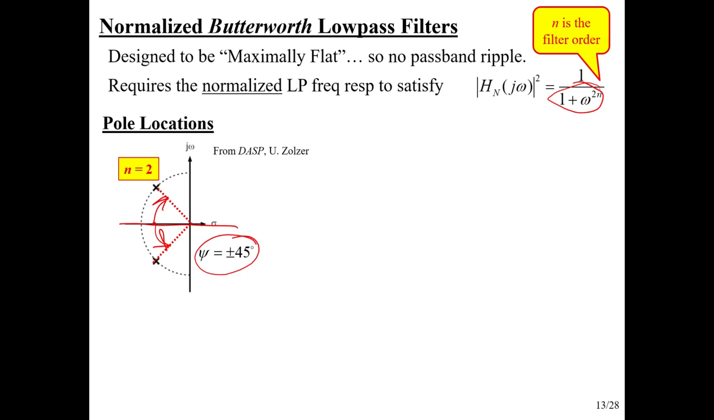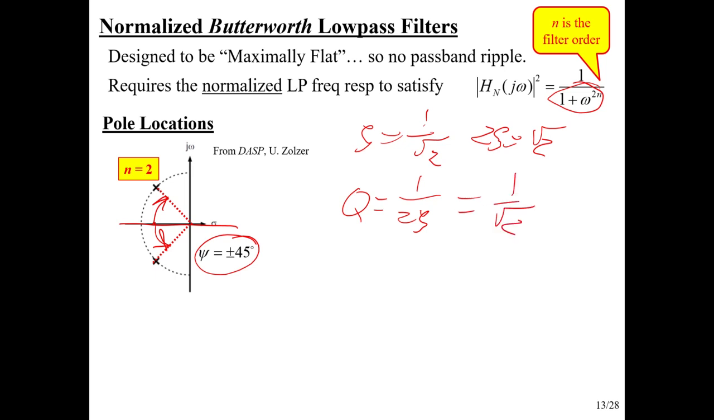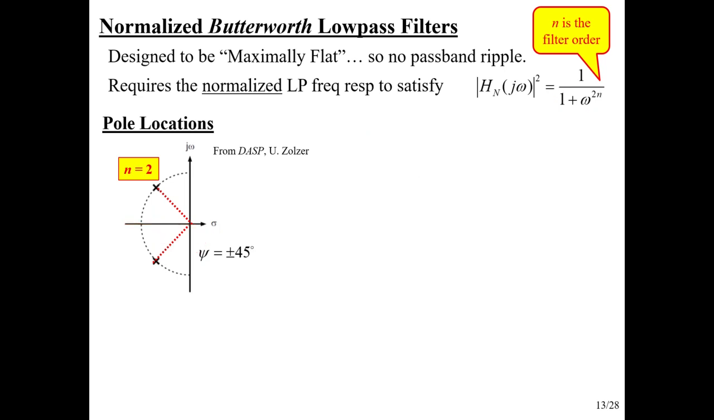That would give you that zeta equal to 1 over square root of 2. And then you can figure out what the Q is, right? Zeta is equal to 1 over square root of 2, and Q is equal to 1 over 2 zeta. So 2 zeta would be equal to square root of 2. All right, so Q then is also equal to 1 over square root of 2. So interesting for the Butterworth case: zeta and Q are both equal to 1 over square root of 2.